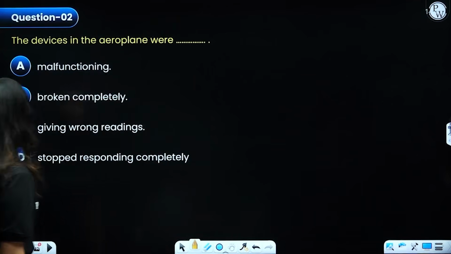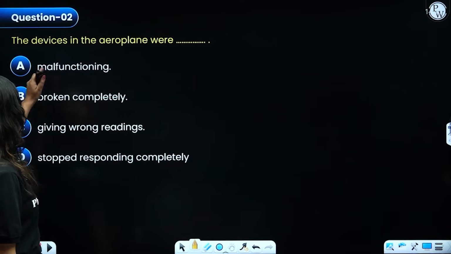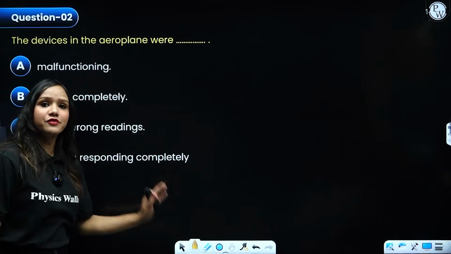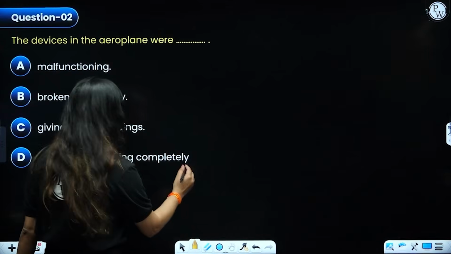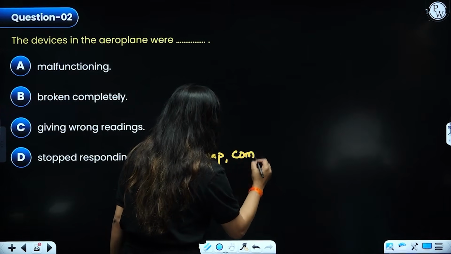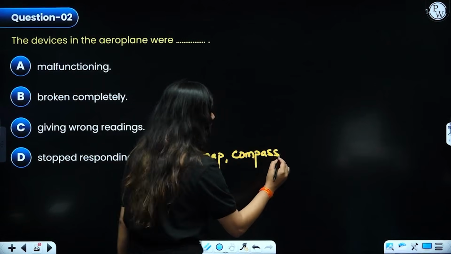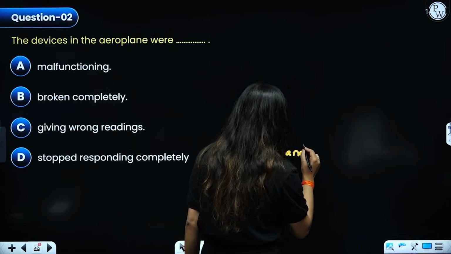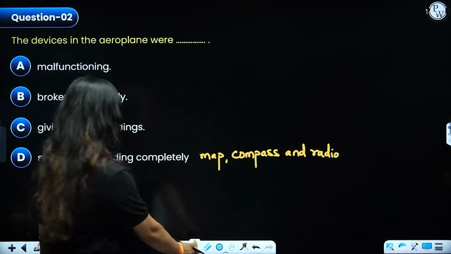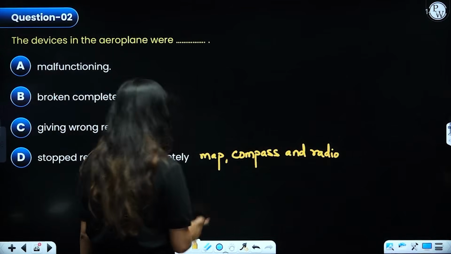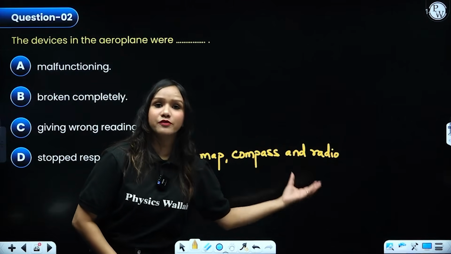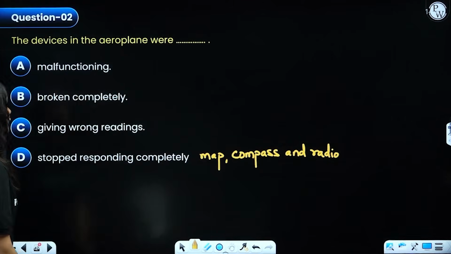Got it? Now, the devices in the aeroplane were malfunctioning, broken completely, giving wrong readings, stopped responding completely. So, everything stopped responding completely, including the map, compass, and radio as well. Got it? So, please take a note of it. These questions, although MCQ based, tell you about the minute information in the lesson, which is really crucial for you to understand.